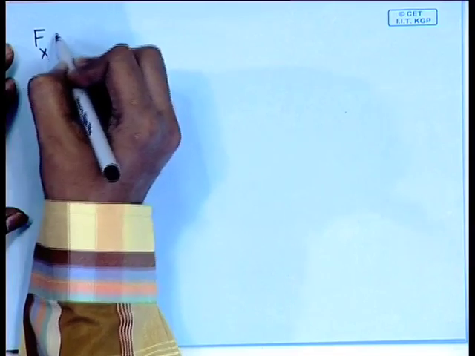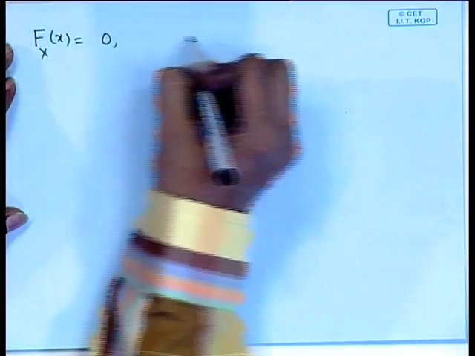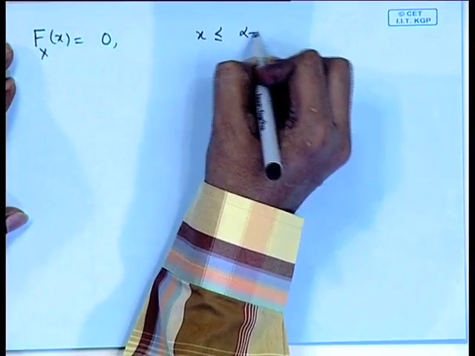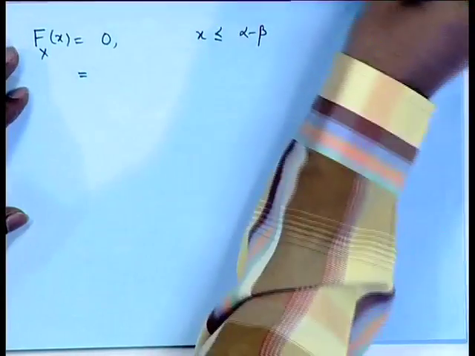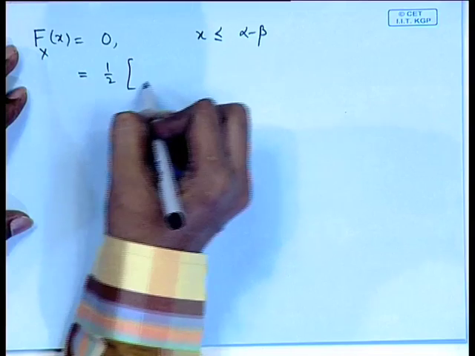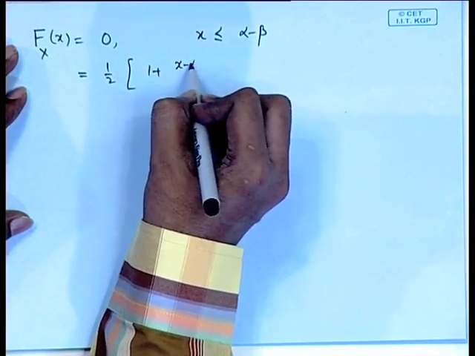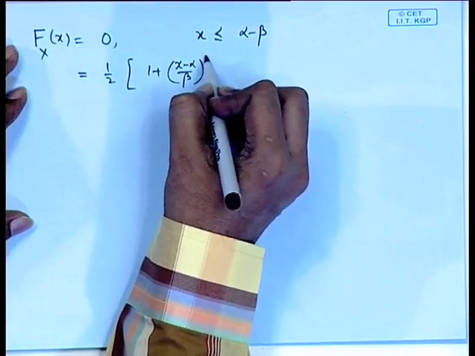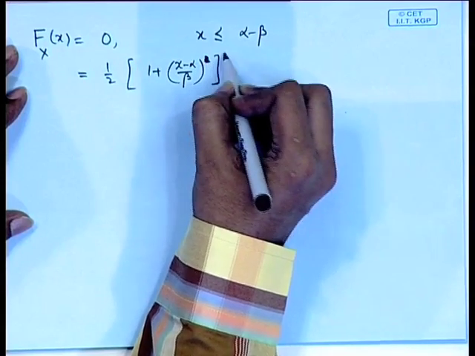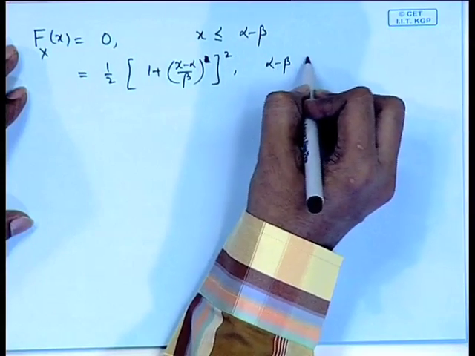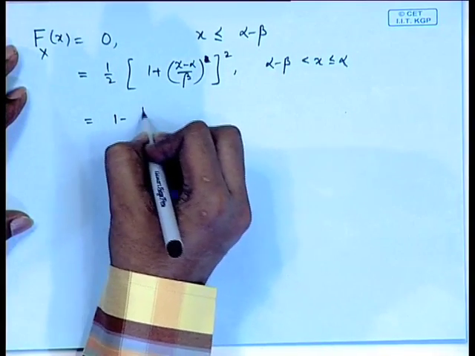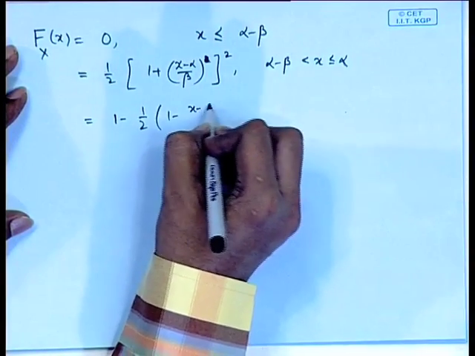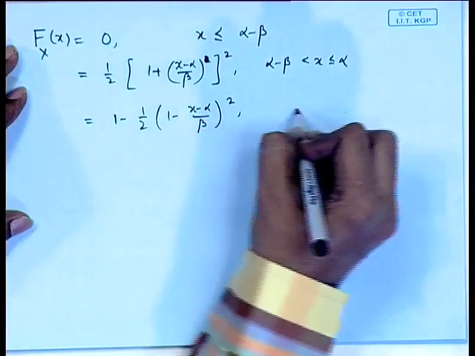Therefore, we can write the complete description of the CDF. It is 0 for x less than or equal to alpha minus beta, it is equal to half times (1 plus (x minus alpha) by beta) whole square for alpha minus beta less than x less than or equal to alpha, and it is equal to 1 minus half times (1 minus (x minus alpha) by beta) square for x between alpha and alpha plus beta, and 1 beyond that.